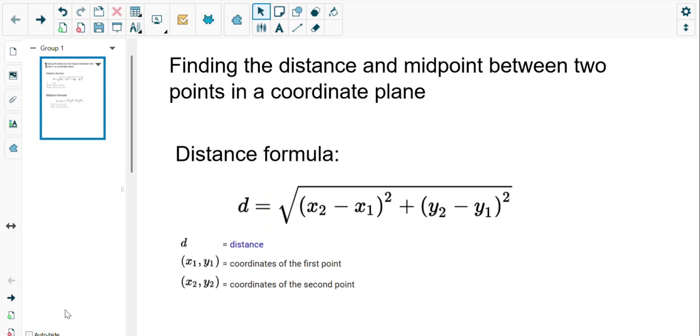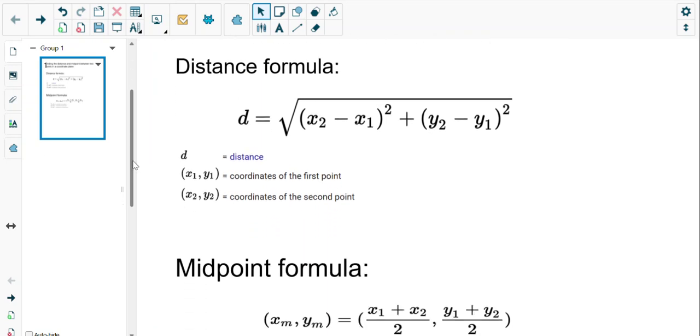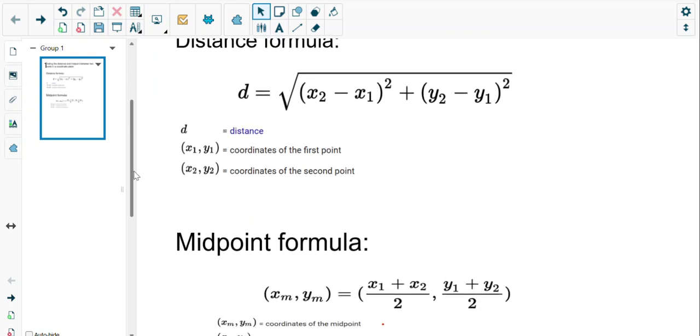Today we are going to talk about how to find the distance and midpoint between 2 points in a coordinate plane using technology. We have already learned how to find the distance and midpoint between 2 points in a coordinate plane using the formula, right? So the distance formula is given by d equal to square root of x2 minus x1 squared plus y2 minus y1 squared, and we have to label the points and plug it in this formula to find the distance between any 2 points in a coordinate plane.